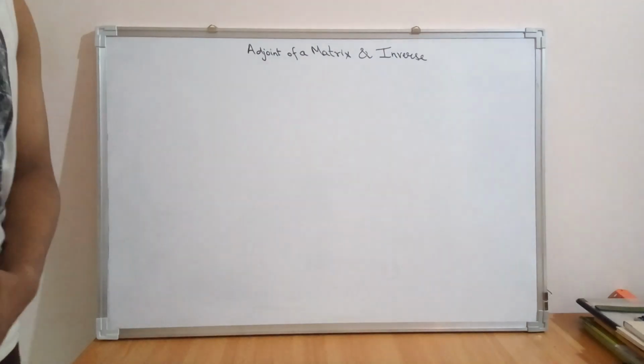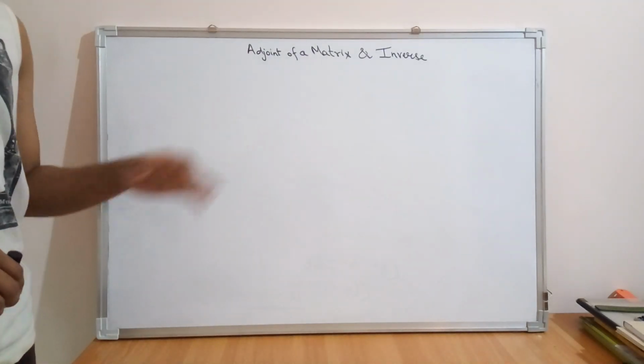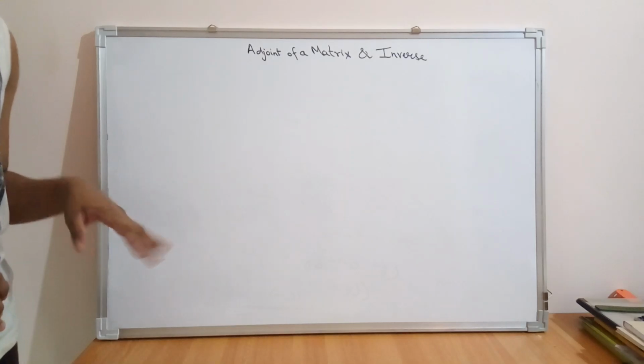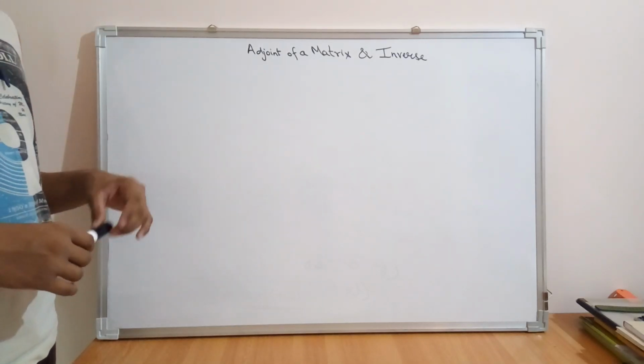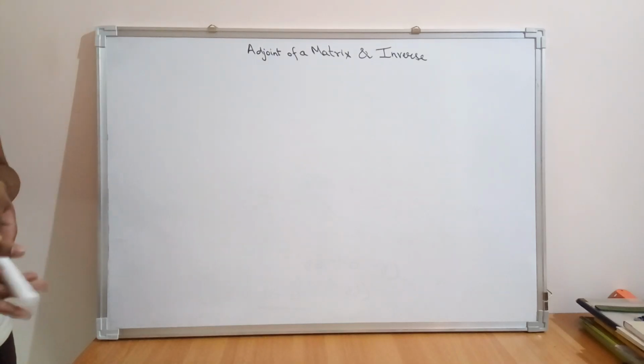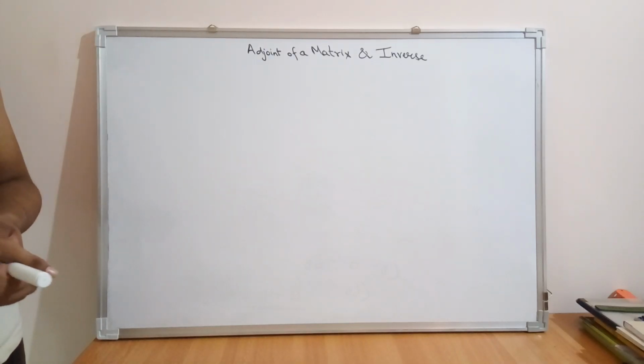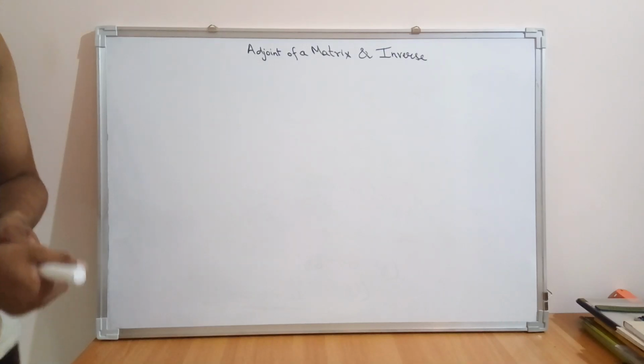Now the topic we are going to learn is about matrices. This is a chapter of determinants, but we are going to learn about matrices now. So what is the adjoint of a matrix? That is all about the definition. So we'll see what the definition is.